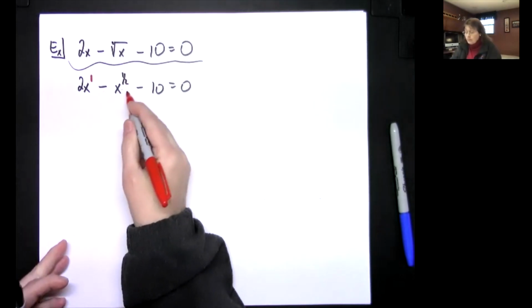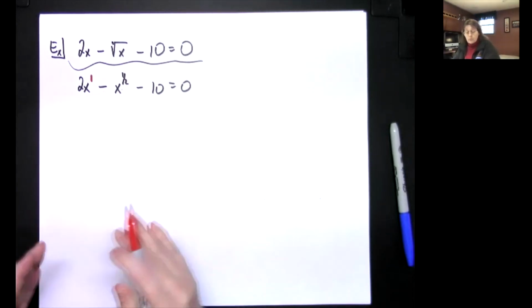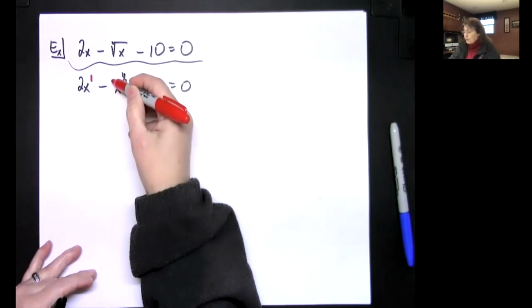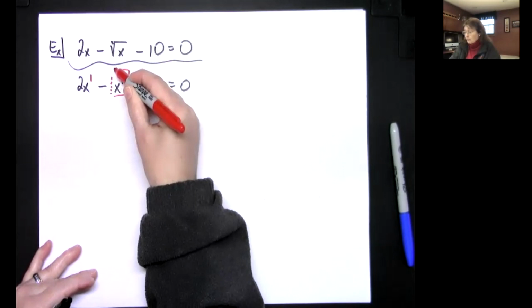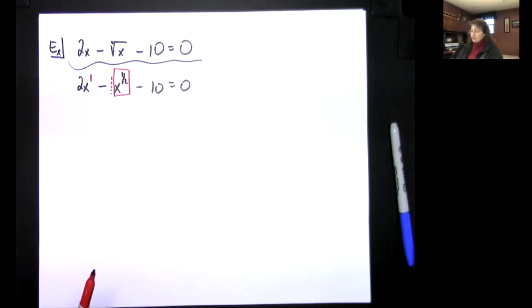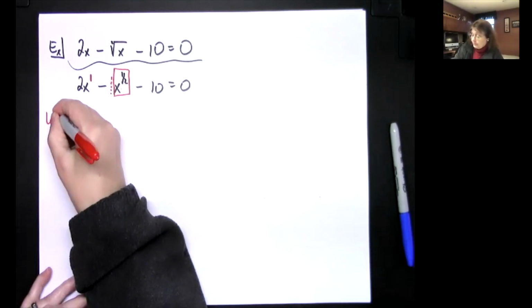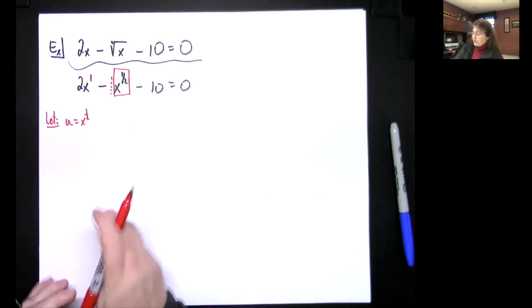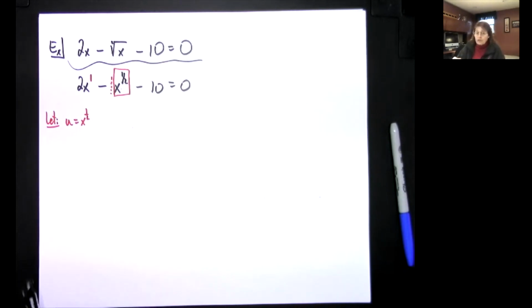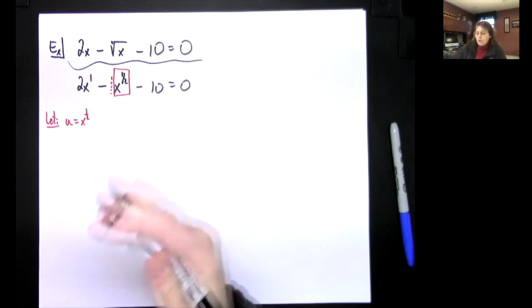Now that I'm good there, I can make a decision. What am I going to let my u be? Well, there's the imaginary 1 coefficient. Don't forget that there. We pick this middle term, so u is going to be x to the 1/2 power. So let's let u equal x to the 1/2 power, and again, it forces it to go into a u squared thing.